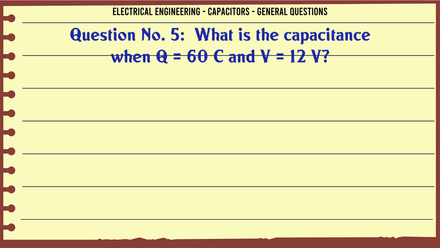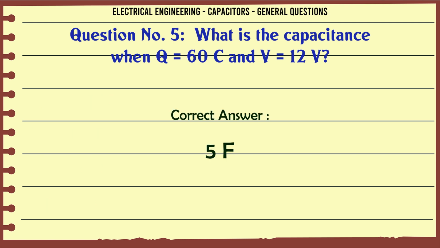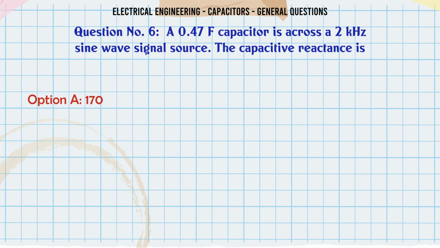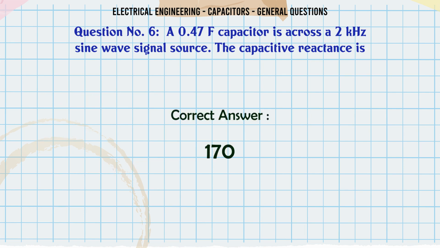What is the capacitance when Q = 60 µC and V = 12 V? A 720 µF, B 5 µF, C 50 µF, D 12 µF. The correct answer is 5 µF. A 0.47 µF capacitor is across a 2 kHz sine wave signal source. The capacitive reactance is A 170 Ω, B 17 Ω, C 0.000169 Ω, D 1.7 Ω. The correct answer is 170 Ω.